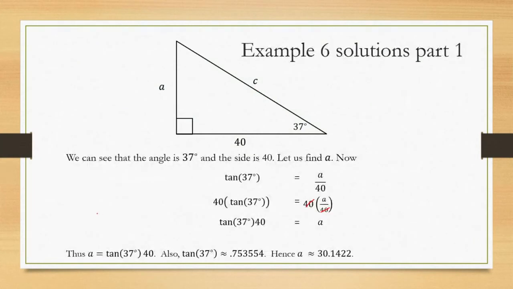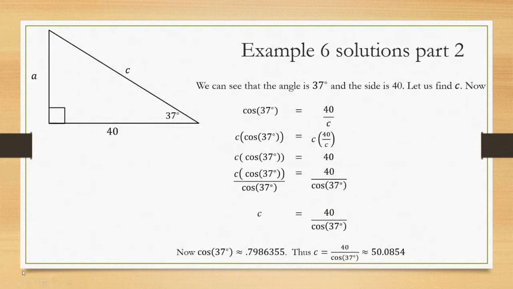Namely, cosine of 37 degrees equals adjacent, which is 40, divided by hypotenuse, C. Adjacent divided by hypotenuse. So cosine of 37 degrees is 40 divided by C. We want to solve for C. We want to get C all alone. How do we do that? Let's take a look.